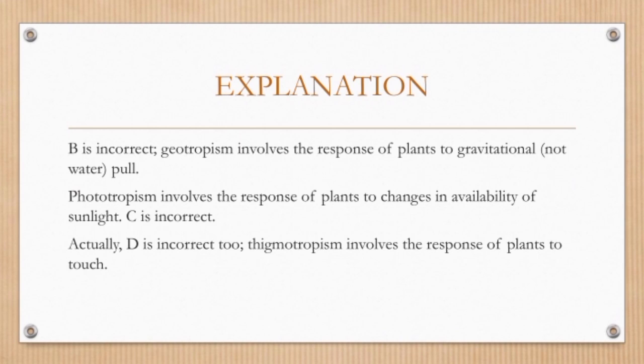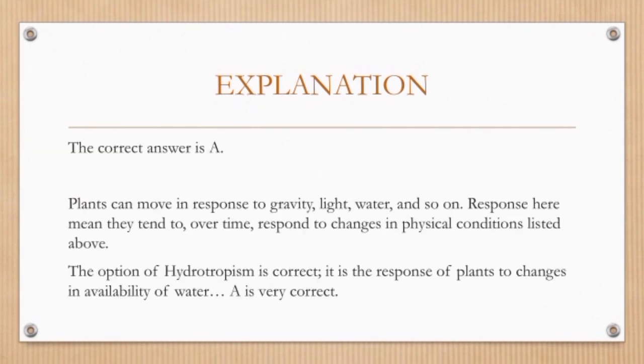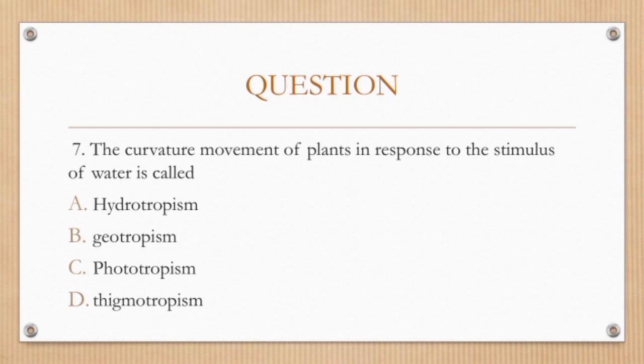B is incorrect because geotropism involves the response of plants to gravity, which is gravitational pull. Anyway, when you see photo, just know that it is light. Photo actually means availability of sunlight. D is also not correct, because thigmotropism involves the response of plants to touch. So from here you know that A is the right answer to this question.